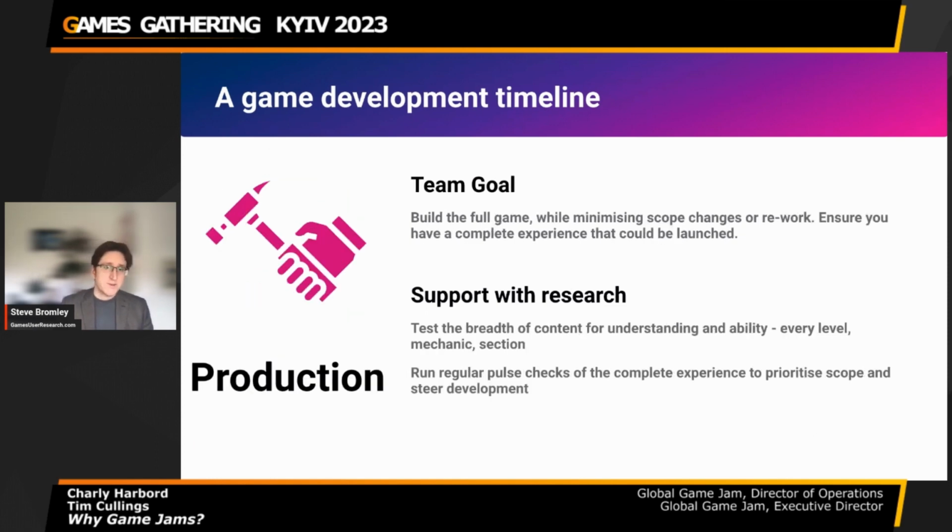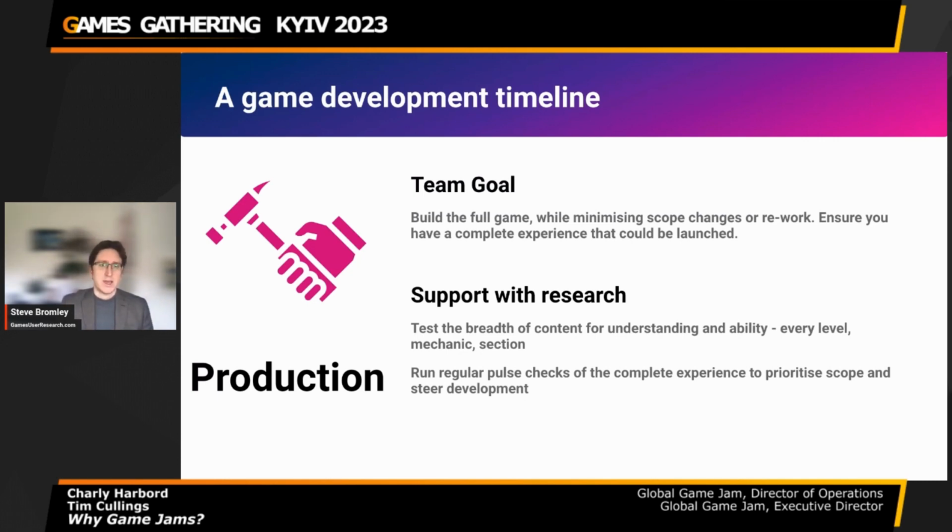During production, obviously the team is building the game at that point, trying to minimize scope changes or rework. And by the end of production, they hope to have a complete experience that, while buggy, while not polished, is a candidate for launch. You could release this as a game. And again, with players, the things we're looking at to do at this time is testing the breadth of that content, making sure players understand it, making sure that players can do it for every level, for every section, for every mechanic in the game, making sure that there's not any bumps to the player experience that will start to lose players if we do that.